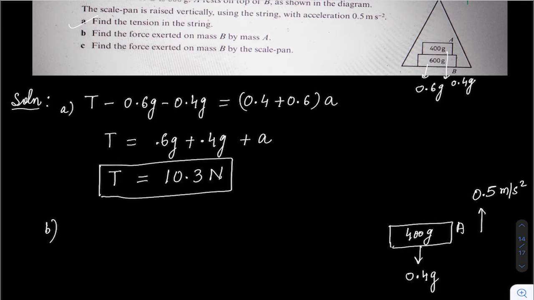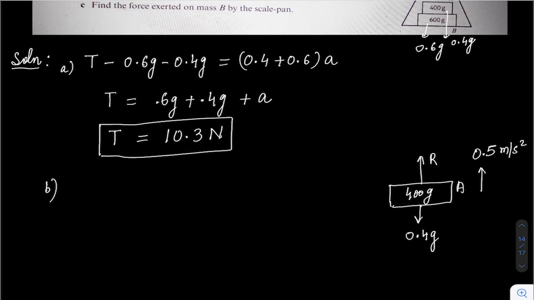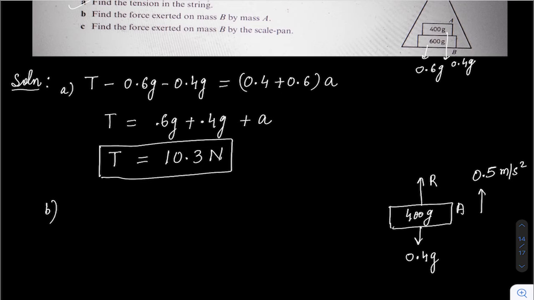Now if A is exerting some force on B, obviously B is also exerting some force on A. Right? Newton's law. So let's say this force is R. They are equal and opposite. Whatever force A is exerting on B, B is also exerting the same force on A. So this is the diagram now. On object A, the normal reaction by B is upwards, R. Its weight is downwards, 0.4 g, and it is accelerating upwards with an acceleration of 0.5 meter per second square.